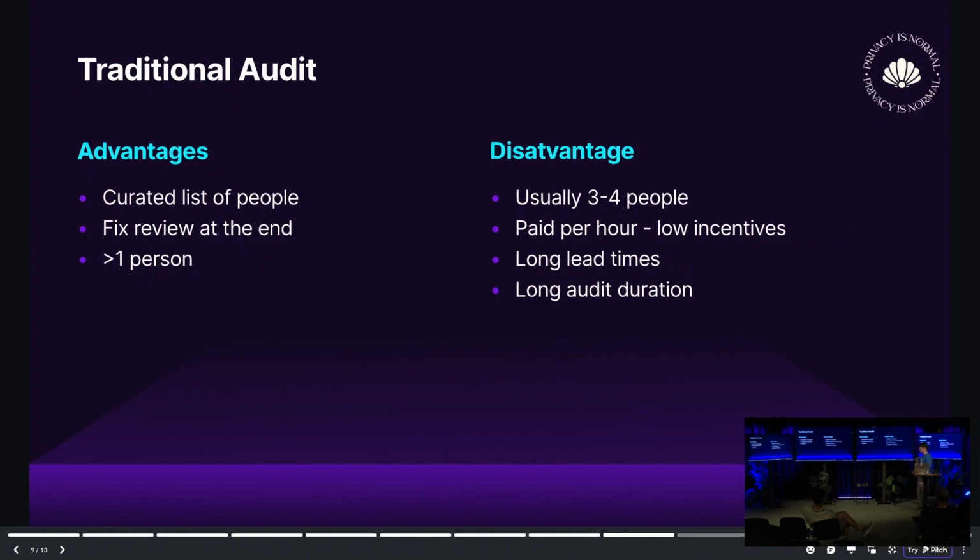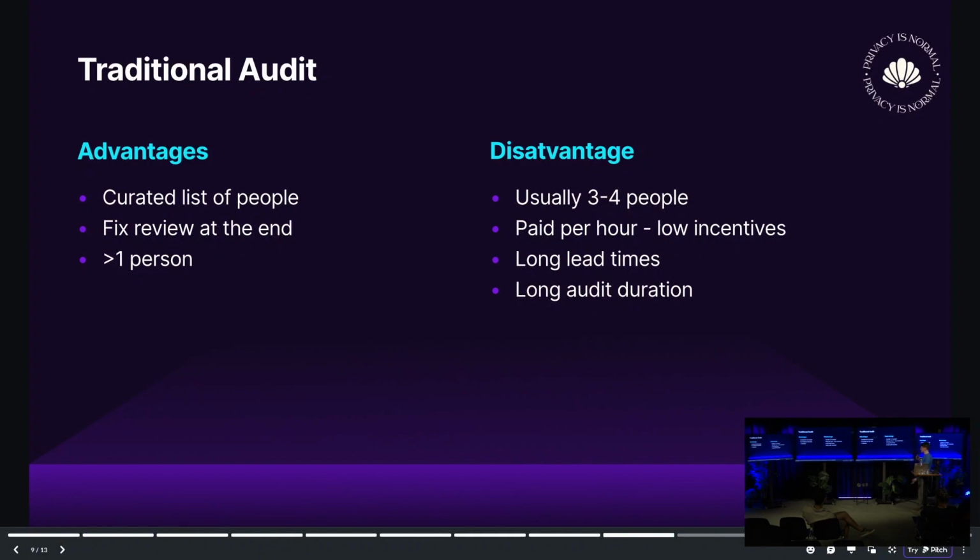Next, the next tier up is the traditional audit. We all know them, the Chain Security, the Trail of Bits, the OpenZeppelin of the world. Obviously, they have been here for a very long time, very experienced companies. The biggest advantage is you have a curated list of people. You know exactly who's going to audit your code base. They tell you what their accolades are, what they have achieved in the past. So that's great. They do a fix review for you at the end, so all the fixes you have implemented are being checked. It's more than one person, already a step up from a solo audit.